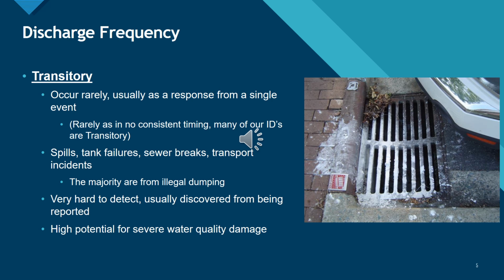And lastly, the transitory, which occurs rarely, usually as a response to a single event. Rarely as in no consistent timing. Many of our illicit discharges are transitory, and those tend to be things such as spills, tank failures, sewer breaks, transport incidents. The majority are from illegal dumping. It's very hard to detect and usually discovered from being reported. High potential for severe water quality damage. A lot of times we see things like paint going into drains, or somebody might see water quality issues in the creek itself, and generally those are reported by town staff or citizens to us.